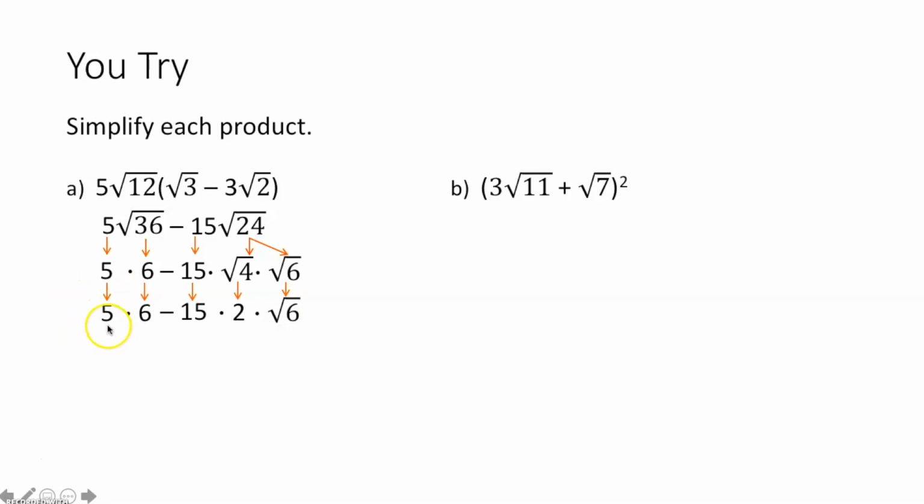Now what we do is we combine these, so 5 times 6 gives you 30, negative 15 times 2 gives you negative 30 as well. Since this has a radical and this doesn't, don't try to subtract these, just leave this as your answer. Here, we have 3 rad 11 plus rad 7, the quantity squared.